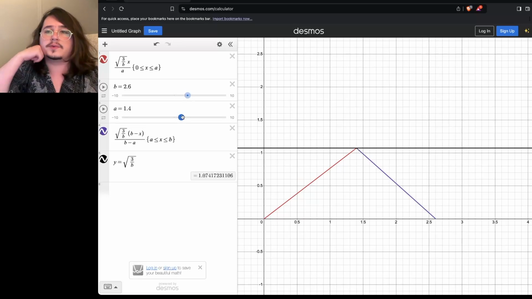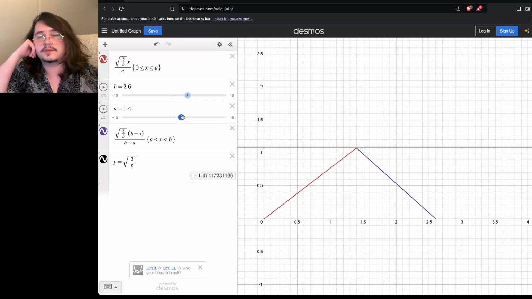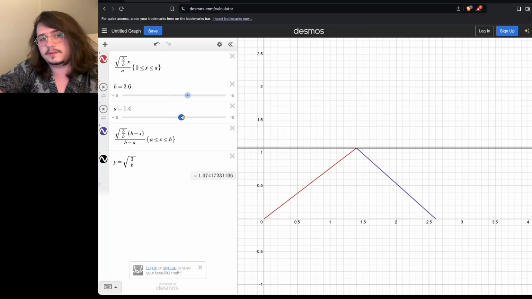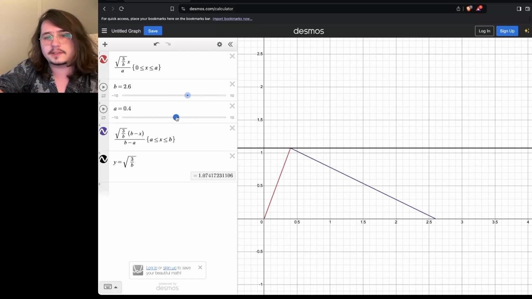What does that mean for the most likely point that the particle will be in? It means that it's going to be a. So a is the part of the box that is most likely to have the particle at t equals 0.